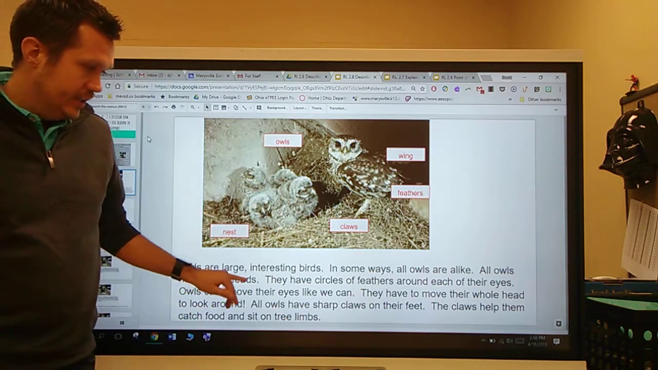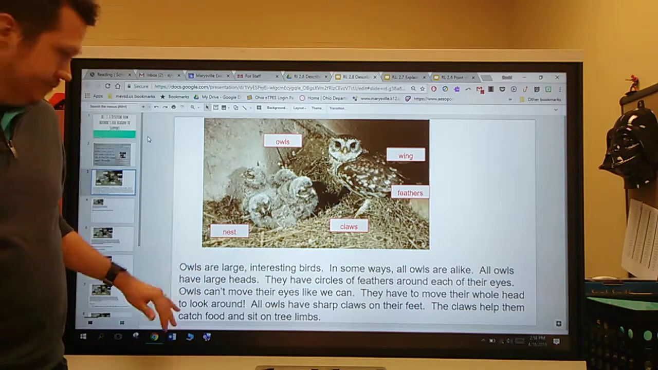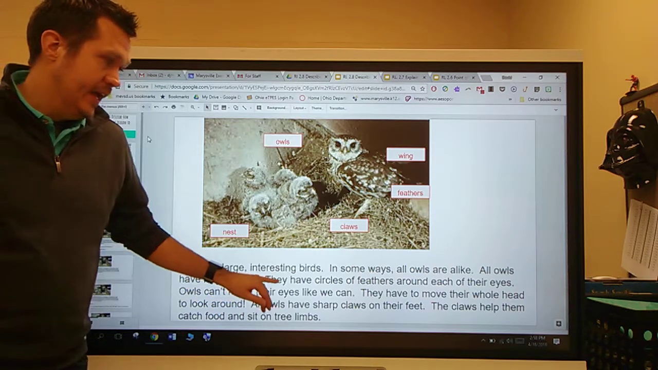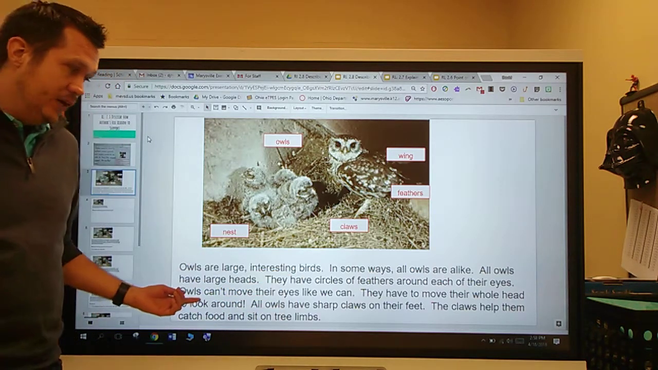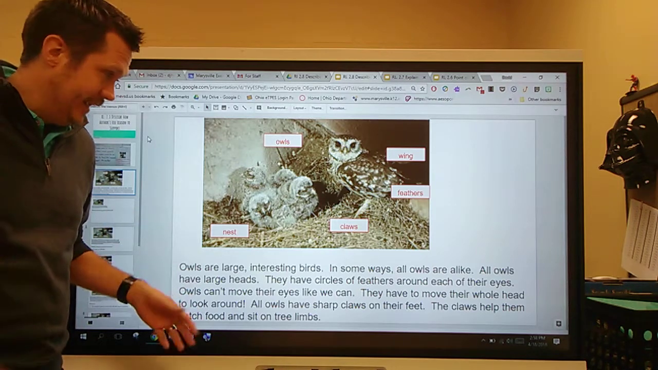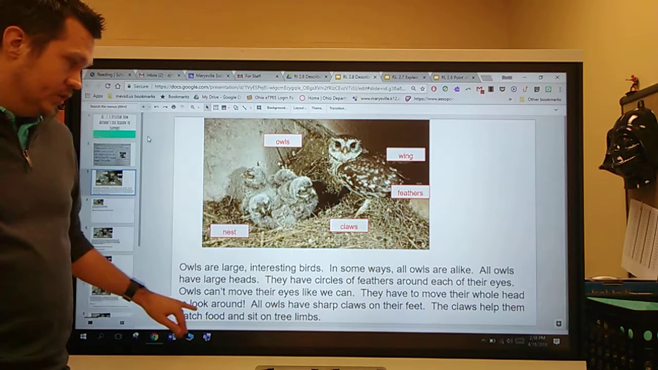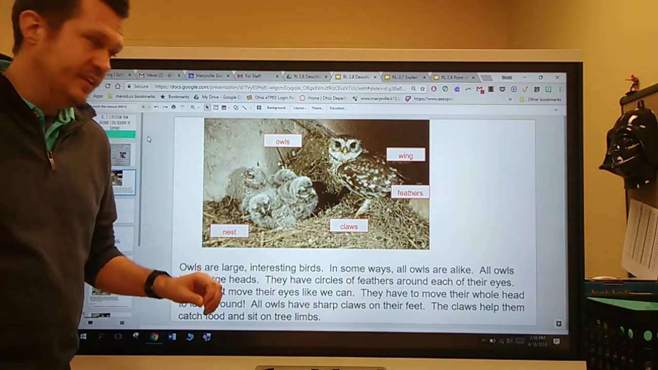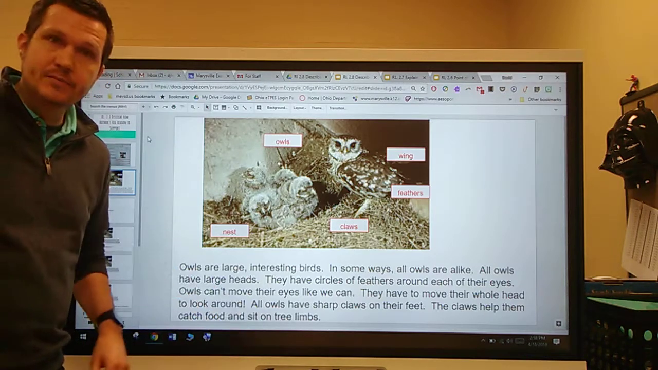Owls are large, interesting birds. In some ways, all owls are alike. All owls have large heads. They have circles of feathers around each of their eyes. Owls can't move their eyes like we can. They have to move their whole head to look around. All owls have sharp claws on their feet. The claws help them catch food and sit on tree limbs.